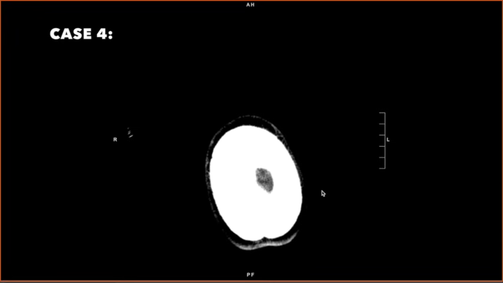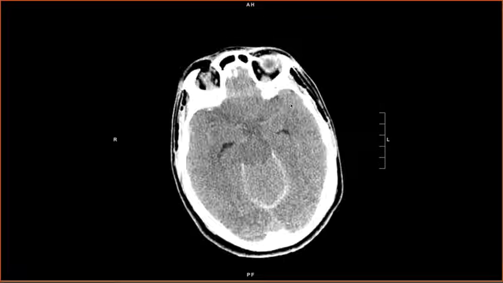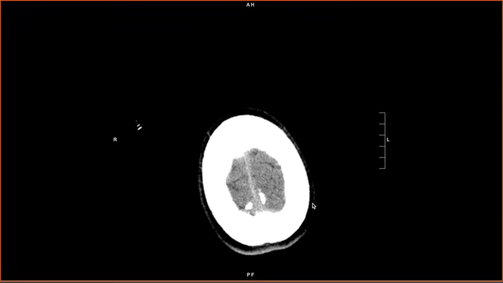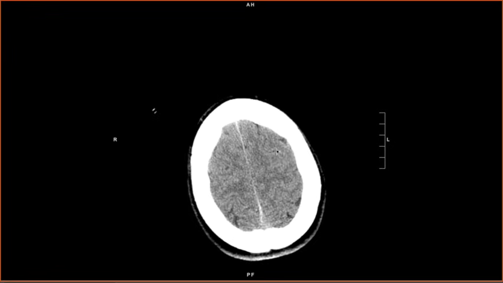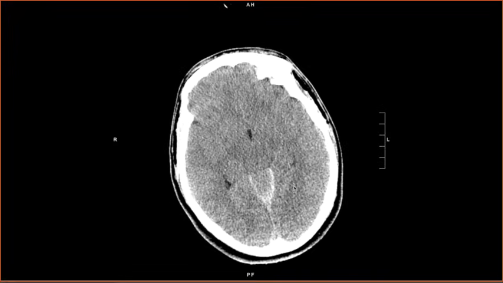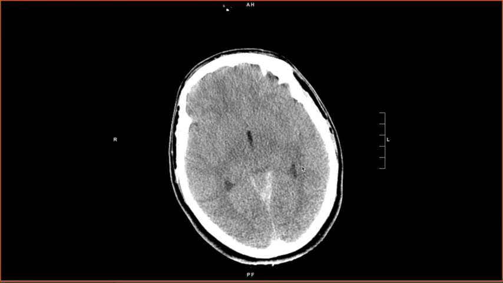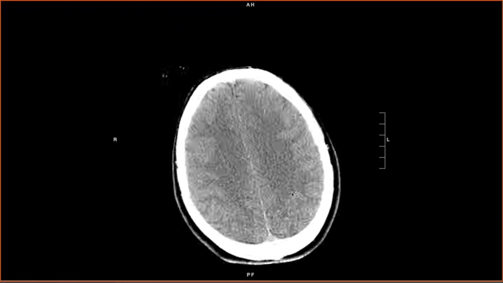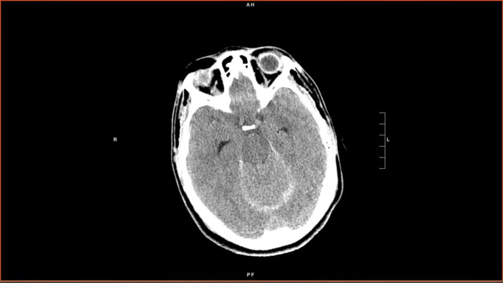Okay, case 4, this is a trauma. First, take a couple scrolls through, look for anything big, and then take our dedicated runs. Our first run again is mass effect. As I scroll down, I notice that the sulci are a little bit tight bilaterally. There's no significant midline shift. I look for the suprasellar cistern, and I can't really see it. The reason is because this brain is edematous, causing diffuse sulcal effacement and obliteration of the suprasellar cistern.